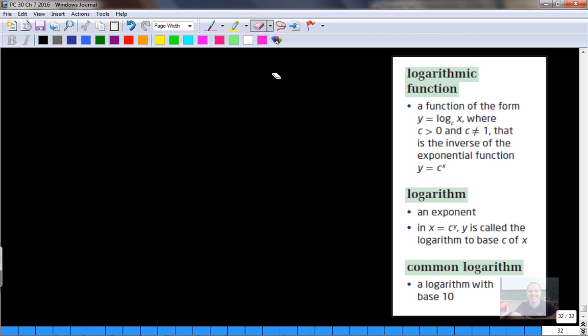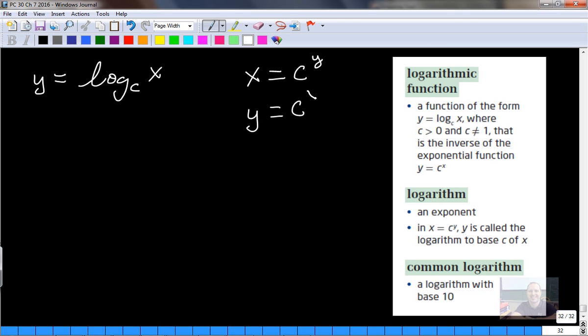Okay, so as you're finishing writing that up, let me just talk about what I mean. Okay. In your textbook it says this: y equals log of x base c, and the exponential function that goes along with that is x equals c to the y. Okay.